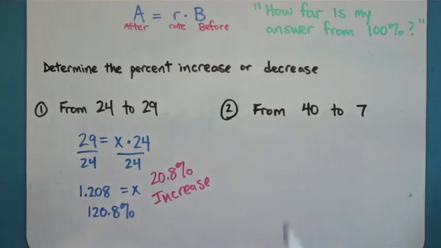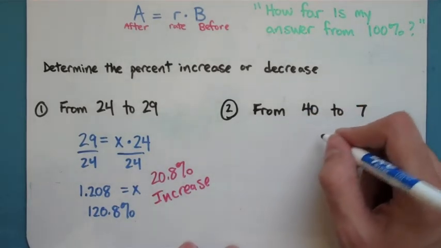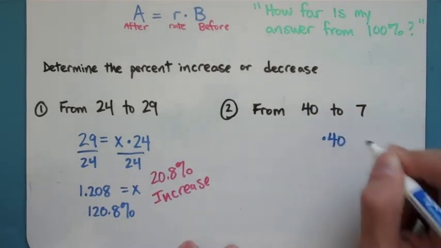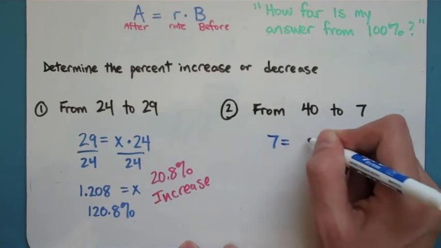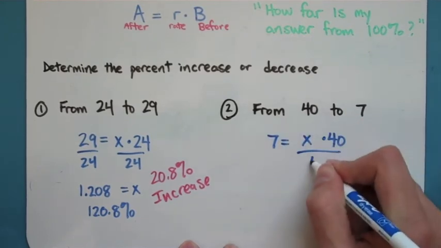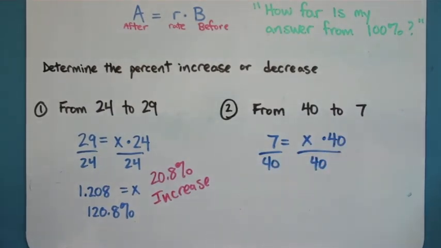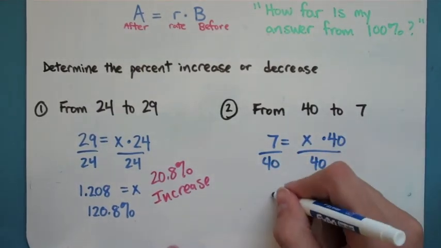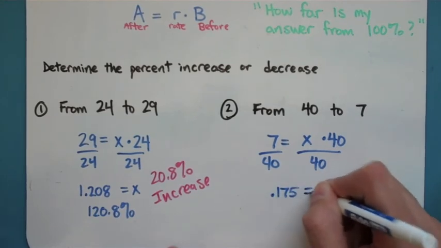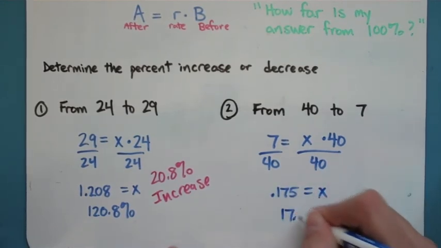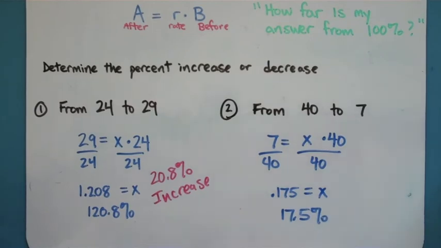On our second problem, we're going from 40 to 7. Before we were at 40, afterwards we ended up at 7, don't know the rates. And when we divide both sides by 40 right here, we are going to end up with 0.175. So as a percentage, of course, that's 17.5%, but that's only the straight percentage here. We don't care about that. We want to know what the increase or decrease is.